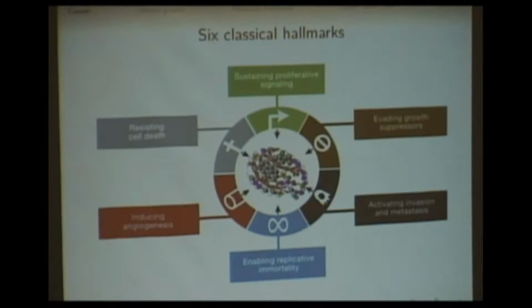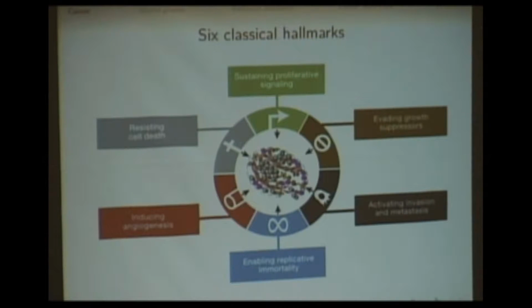Now, the red one is inducing angiogenesis, also a very important process where a small tumor sends out growth factors, and then blood vessels come in and supply the tumor with blood, and also connect the tumor to the blood system. And then tumor cells can get into the blood and then metastasize and go somewhere else.